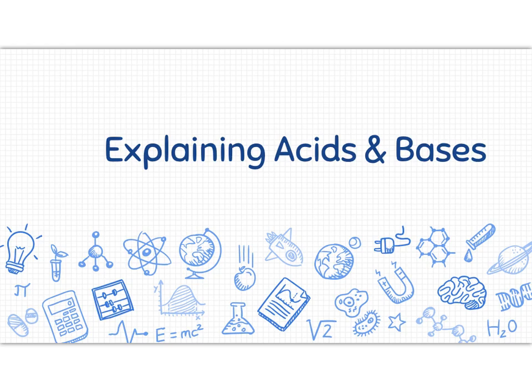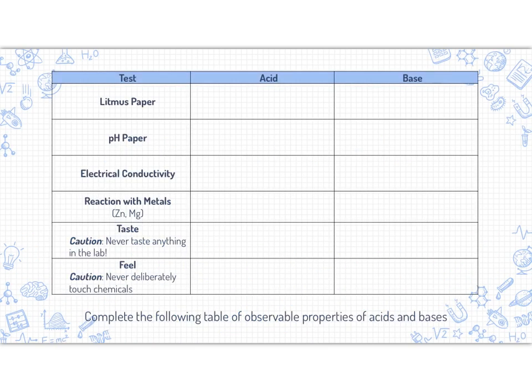We're going to take another look at defining acids and bases here, specifically using Arrhenius' theory of acids and bases. So using some of our prior knowledge, let's fill out as much of this table as we can. So litmus paper, in the presence of an acid, we know that blue paper turns red, and red paper stays red. For a base, we know that red paper turns blue and blue paper will stay blue. You have to test with both red and blue litmus to know what's going on.